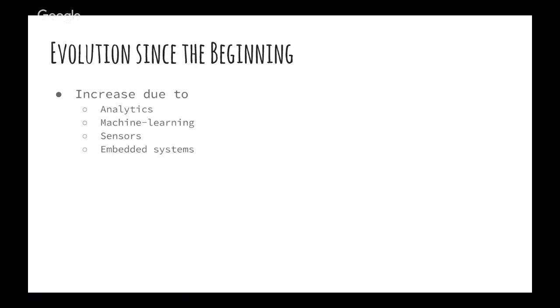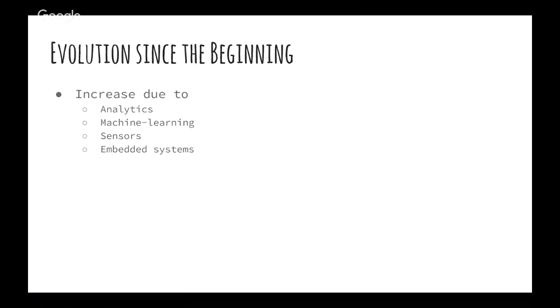The Internet of Things has been evolving since the beginning. Many more devices are now on the market due to an increase in analytics, machine learning, sensors, and embedded systems. In my presentation, I'm going to give you some examples of some internet things that you might know of or use.